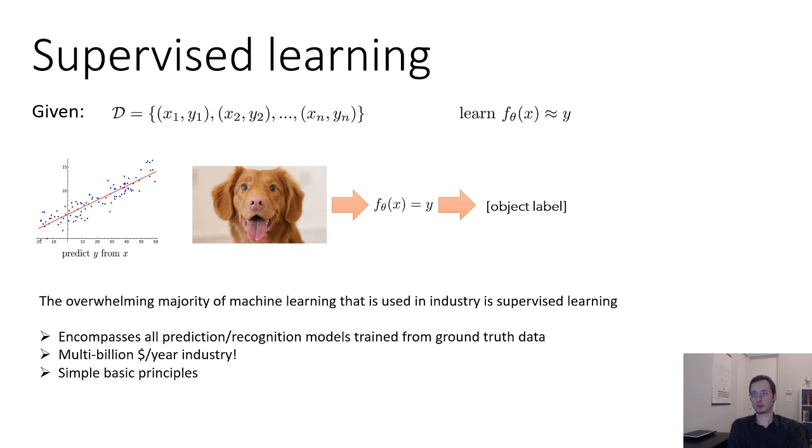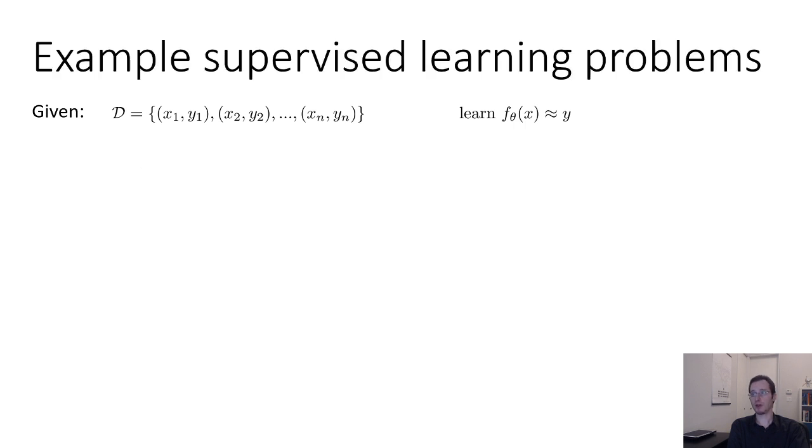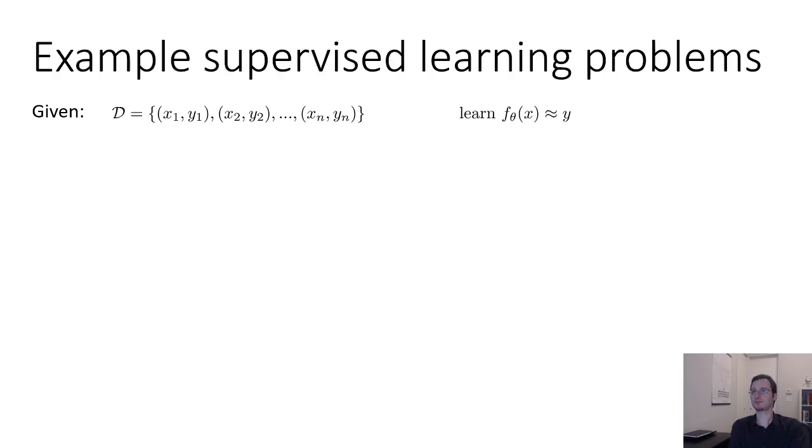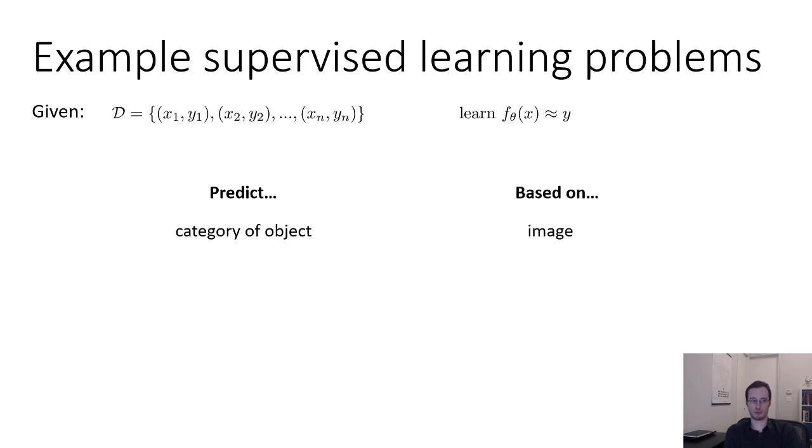The basic principles of supervised learning are quite simple, and we'll learn about those principles today. But of course, there are many details to actually set up supervised learning methods that work effectively, and that will be covered in multiple subsequent lectures. Okay, so some examples of supervised learning problems. In the left column, I'm going to list what we're predicting, and in the right column, what we're predicting it from. So predicting the category of an object based on an image, that's a supervised learning problem.